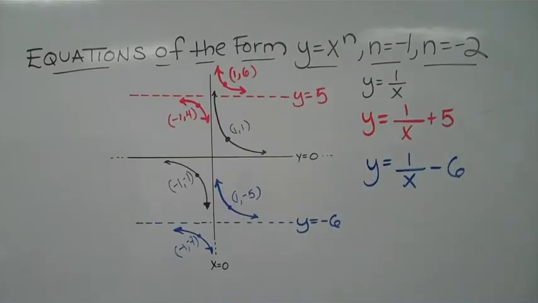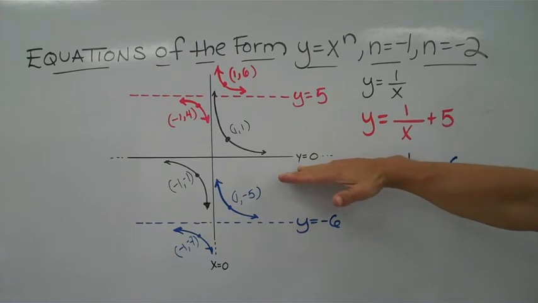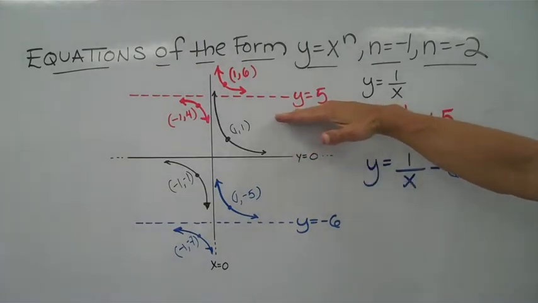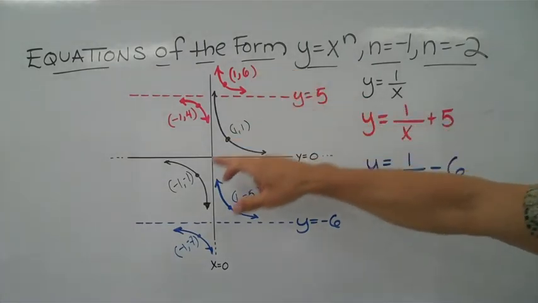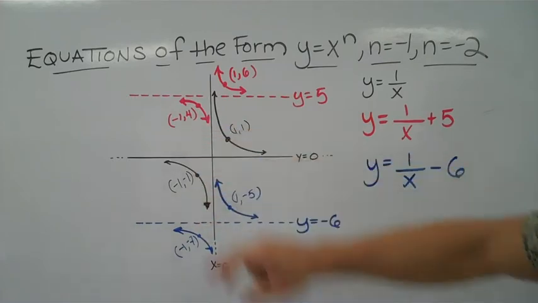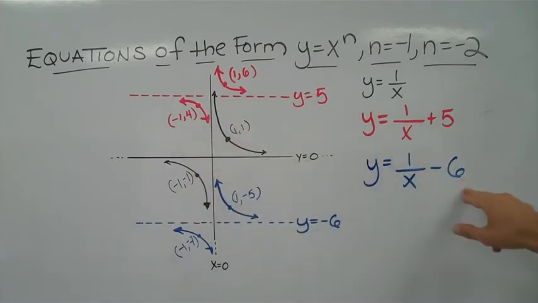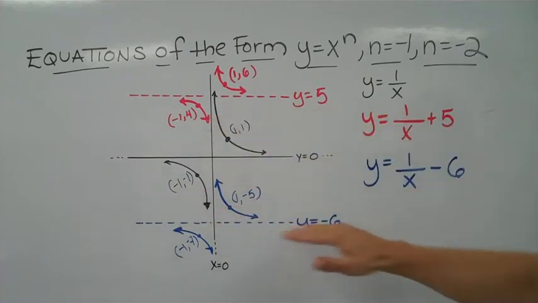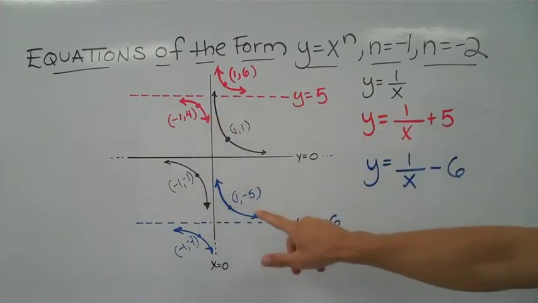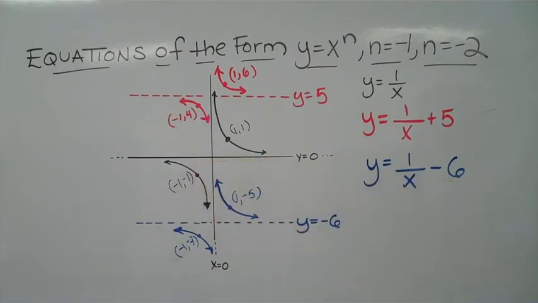Here we have the graphs in black of the parent function y equals 1 over x, and y equals 1 over x plus 5. We see the horizontal asymptote went from y equals 0 to y equals 5. So 1, 1 went to 1, 6, and -1, -1 went to -1, 4. For y equals 1 over x minus 6, we see that we have a horizontal asymptote at y equals -6. So 1, 1 went to 1, -5, and -1, -1 went to -1, -7. In each case, our vertical asymptote remains at x equals 0.